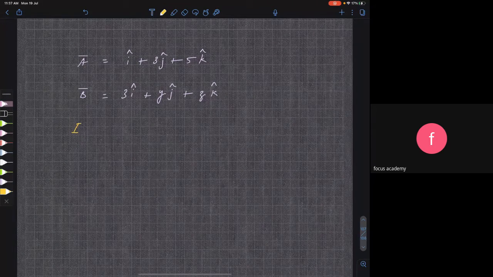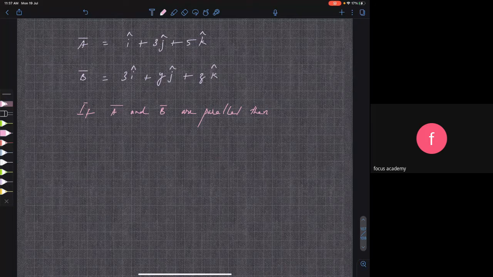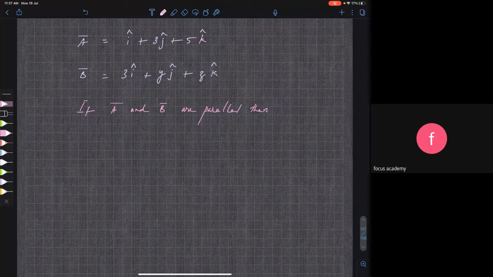If A bar and B bar are parallel, then what is y and z? Tell me. If A bar and B bar are parallel, then what will be the value of y and what will be the value of z?